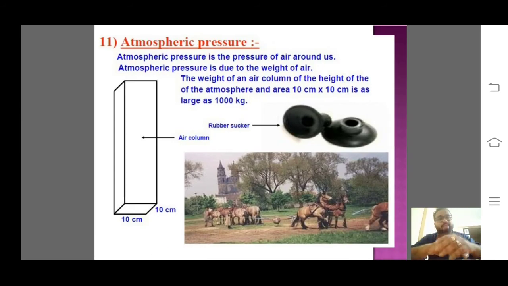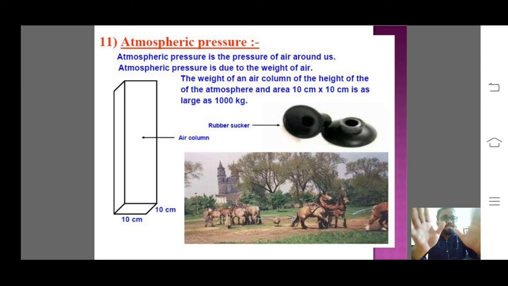Next comes atmospheric pressure. Now I am sitting in a room. Pressure exerted by the atmosphere is called atmospheric pressure. Simple. So atmospheric pressure is the pressure of air around us, and it is due to the weight of the air. So the weight of the air column of a height of the atmosphere of area, this is as large as 1000 kg. So whatever pressure we are facing, there is the atmospheric pressure. And one column has that much pressure as the pressure exerted by a mass of 1000 kg. Just a comparison I am telling.